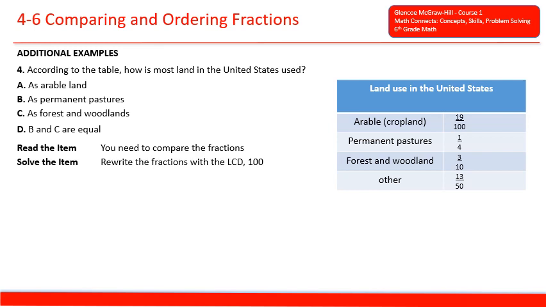So there is one denominator that's 100, so it can't be less than that. Will 4 go into 100? Yep, 25 times. Will 10 go into 100? Yes, 10 times. And 50 will go into 100 twice. So we can create equivalent fractions. So we have 19 over 100. We have 25 over 100, 30 over 100, and 26 over 100. So the answer is C, forest and woodlands is the greatest amount of land.